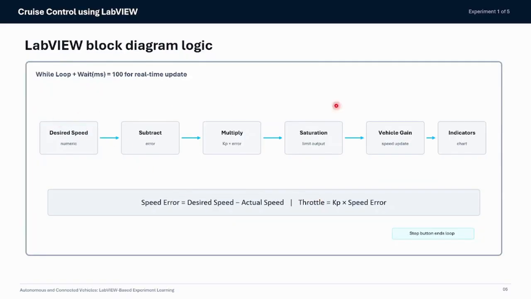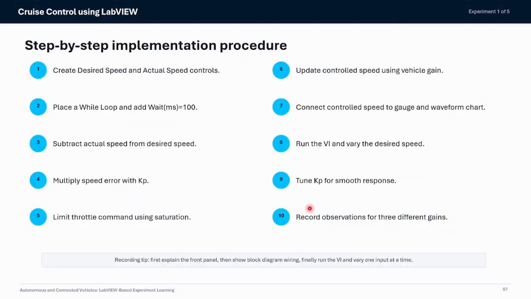So this is the general block diagram. Here we compare the desired speed and the actual speed. From that speed error, we give the throttle command. So this is a step-by-step implementation. We create the desired speed and actual speed controls. Then place them within a while loop. In LabVIEW we have to put the while loop because of continuous running.